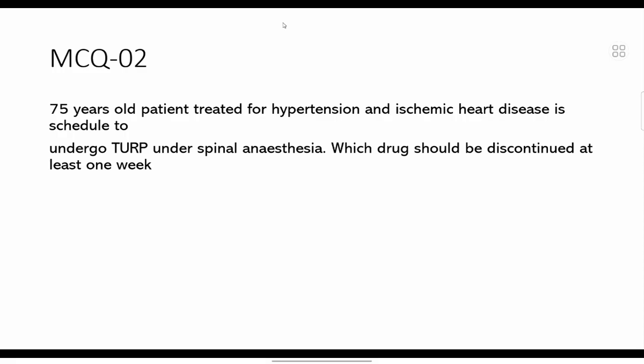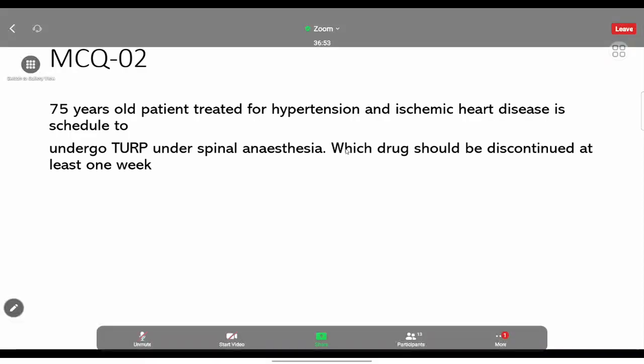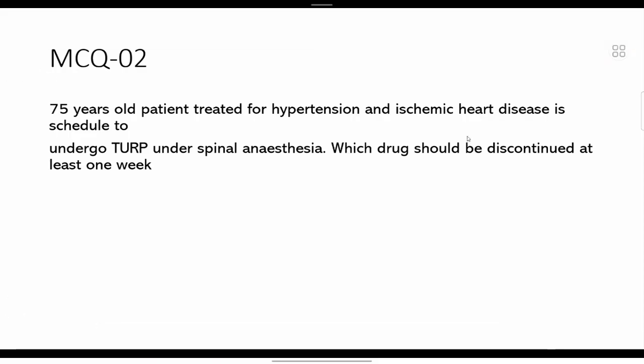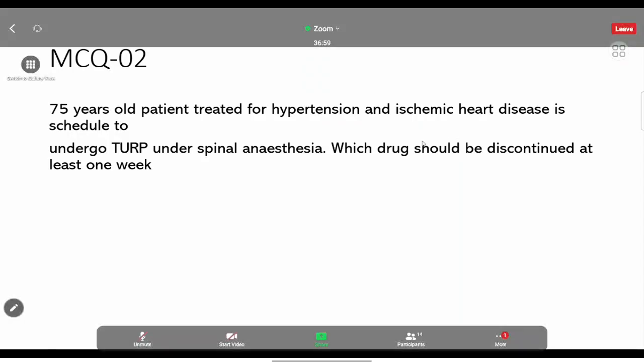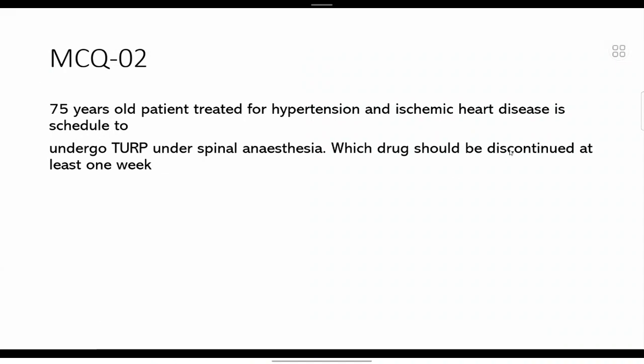Can you all hear? I think I got a message that your connection is unstable. Can you please tell me again about this drug? Oral contraceptive pill. Then I will start from the OCP.